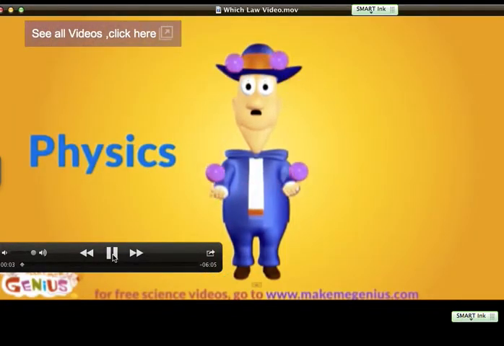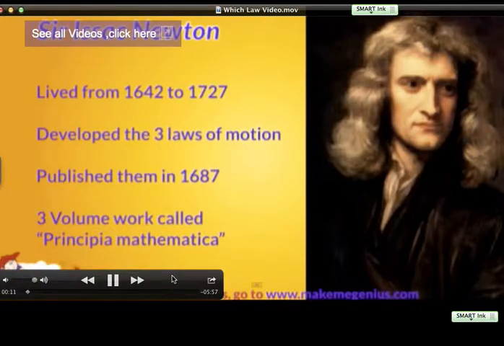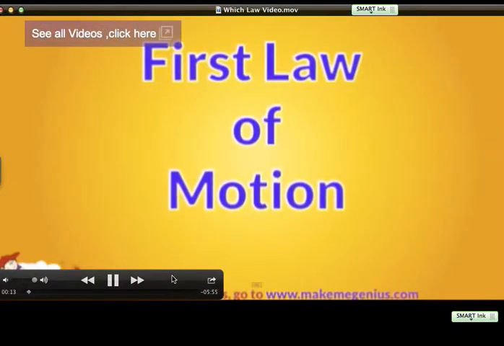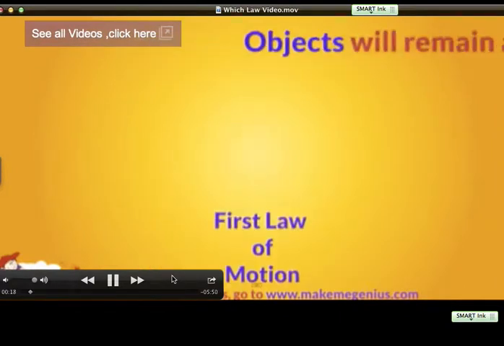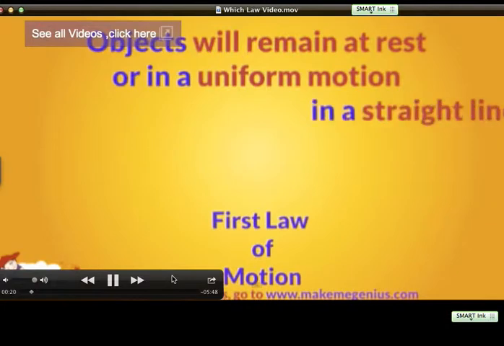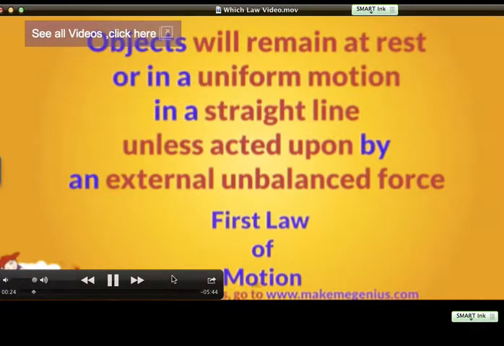Things move and why things move? It was Isaac Newton who discovered the 3 laws of motion. He was a scientist who lived from 1642 to 1727. Let's first learn about the first law of motion. It is also called the law of inertia. It states objects will remain at rest or in uniform motion in a straight line unless acted upon by an external unbalanced force.